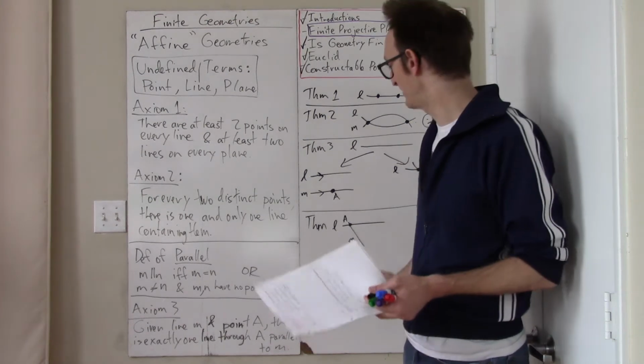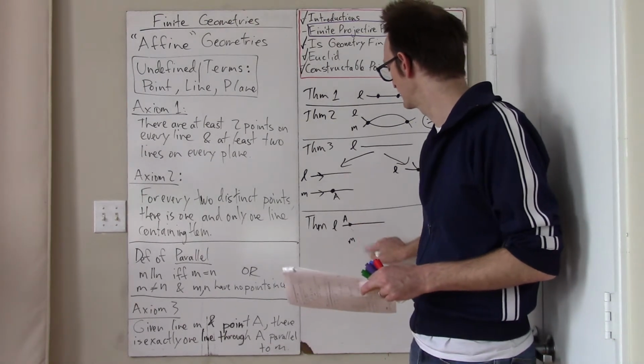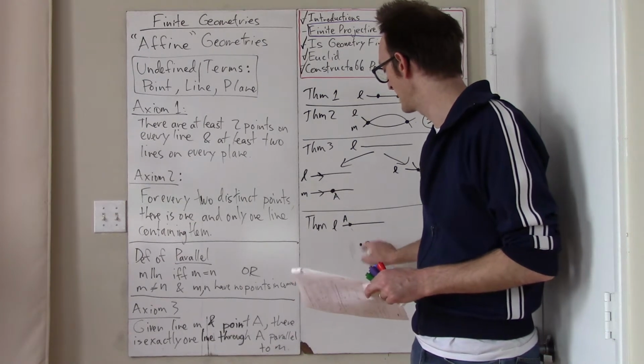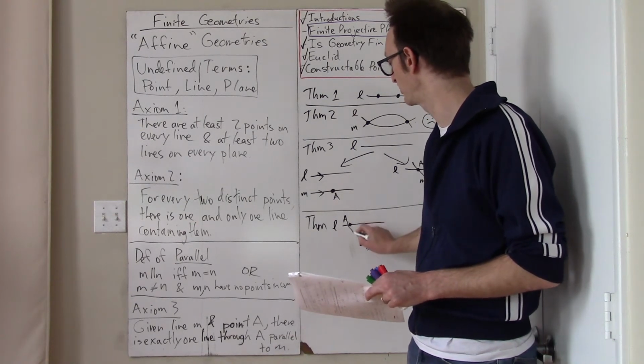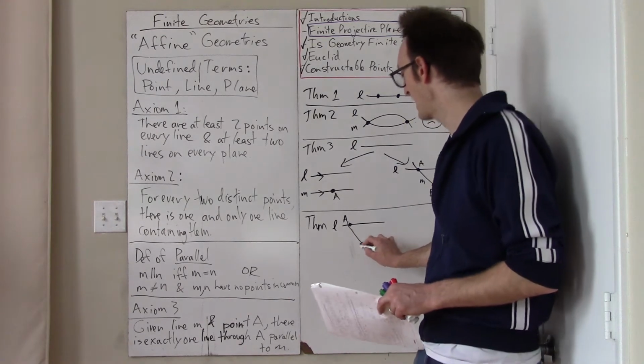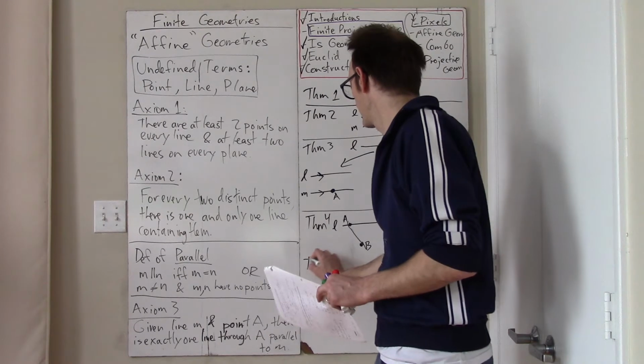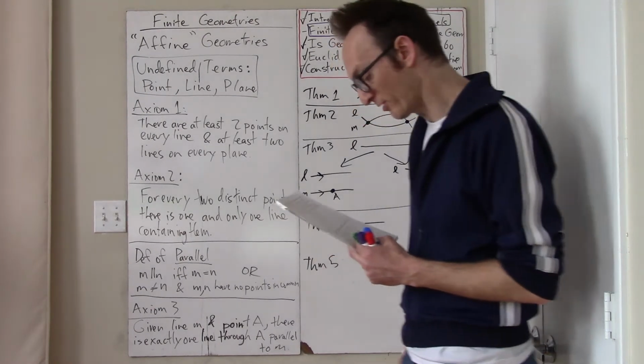Oh, here's the proof. The previous theorem says there's a point off that line, and now since there's a line through every 2 points, you just connect them, and there you go. Now there's a line through A. This was theorem 4. Theorem 5, will he just keep going or will he stop?